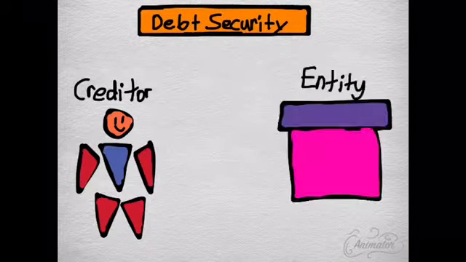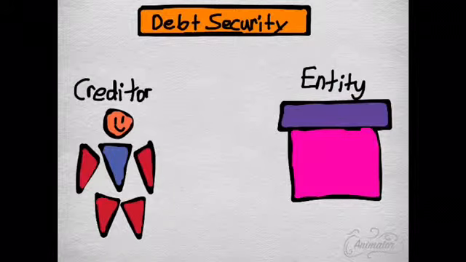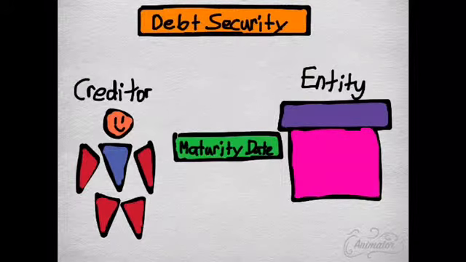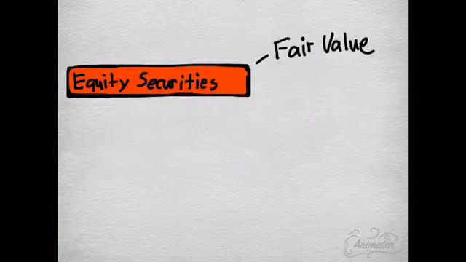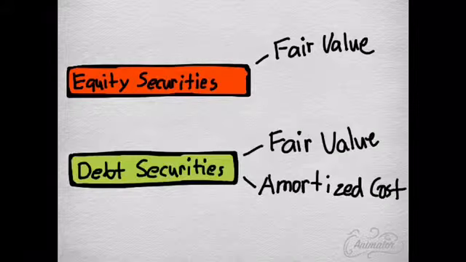So how about debt securities? It is the relationship between the creditor and the entity, where the creditor lends something to the entity where it has a maturity date and maturity value. So how do we measure equity and debt securities? As for equity securities, we would measure it at fair value, while for debt securities it would be either fair value or amortized cost. Why amortized cost? One good example for this is when we measure bonds payable, because it includes the principal and the interests, which would be discussed later on.